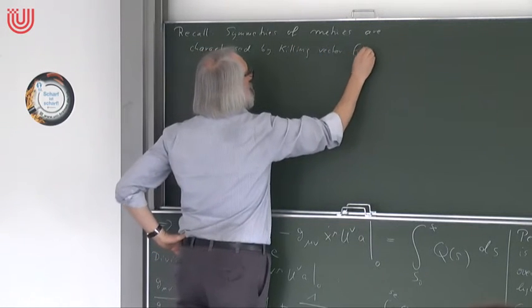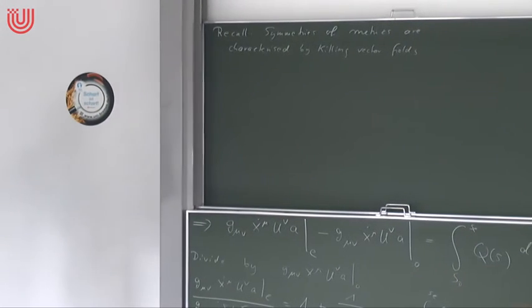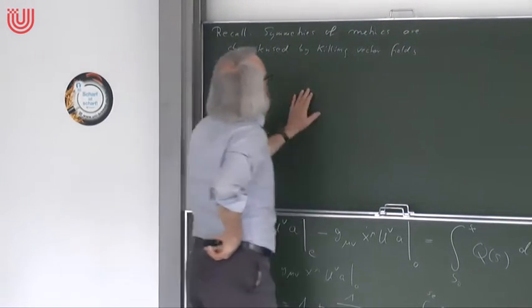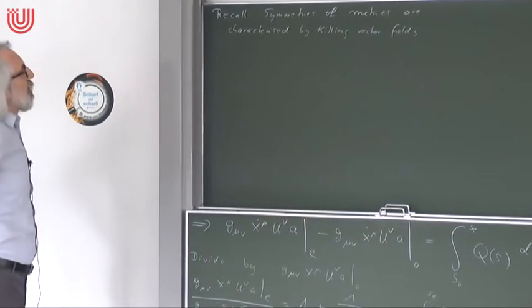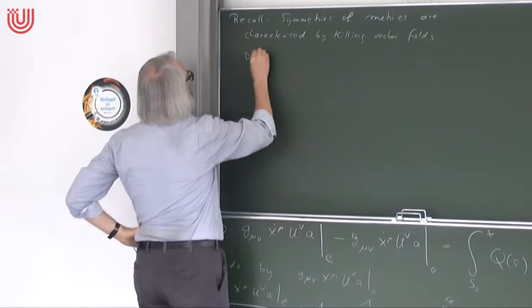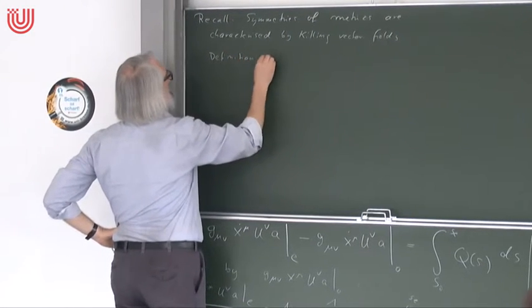Again, a mathematician of the 19th century, Wilhelm Killing, and this time a German, actually a school teacher, if I remember correctly. So he was the first who considered symmetries in this form. So the definition of a Killing vector field.